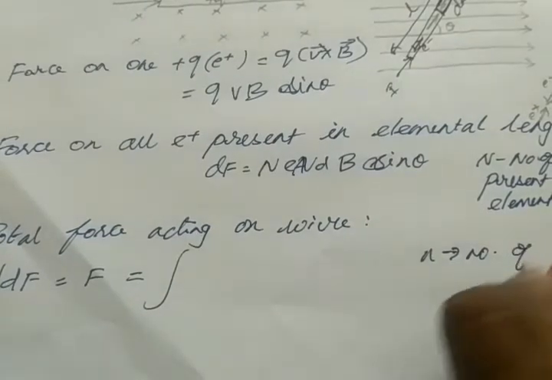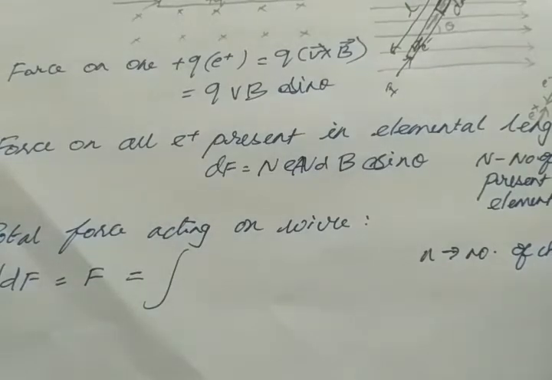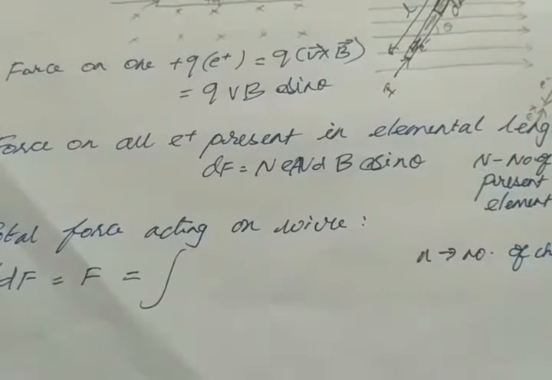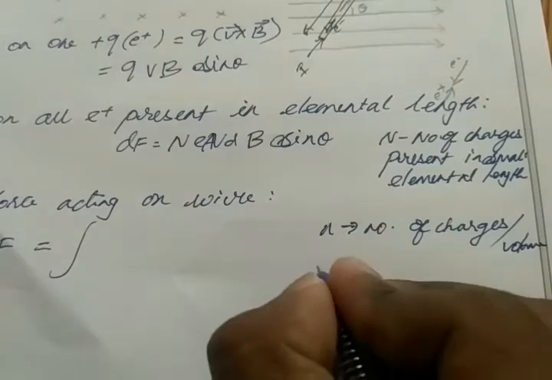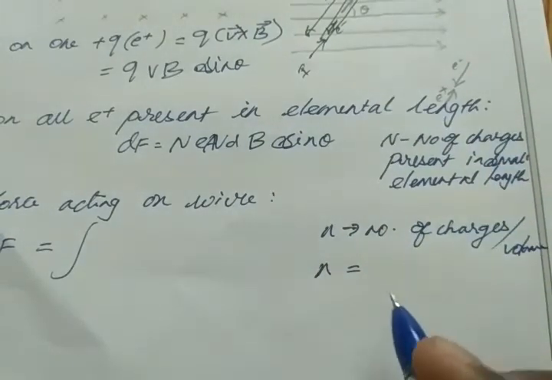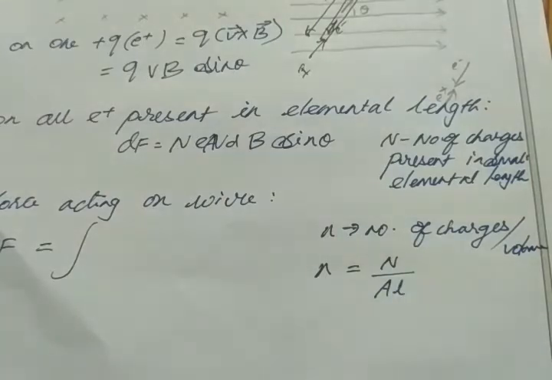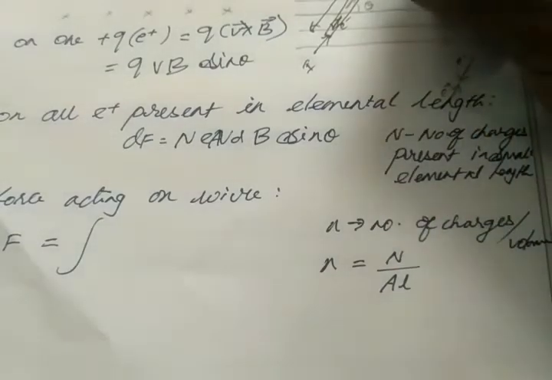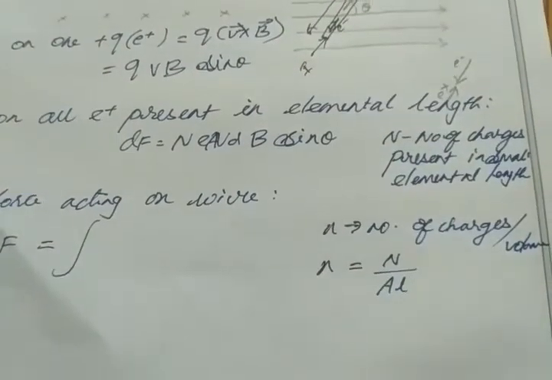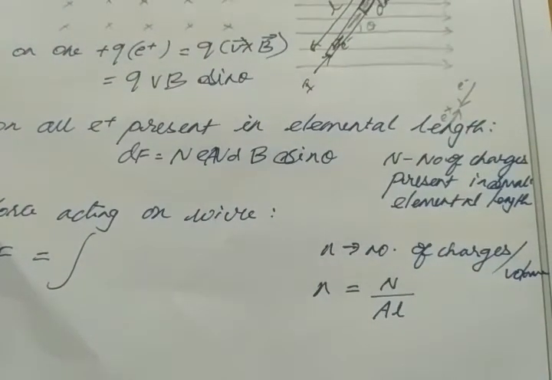So we can say number of charges per volume, that is small n. So I can take n equal to number of charges, capital N, divided by volume. We usually take the volume of the conductor as area into length. This conductor has a small cross section area. So we take n equal to N by AL.